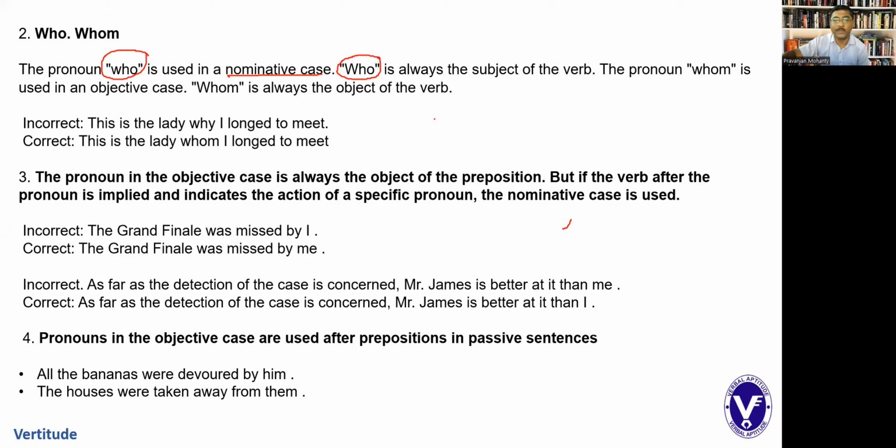And whom is always the object of the verb. When you ask the question with who, the answer that you get will always be the subjective case. कोशिश कर देखते ना. Who told you? He told me. He is the subjective case. Who gave you this? She gave me this. So that's again a subjective case. The pronoun whom is used as an objective case.